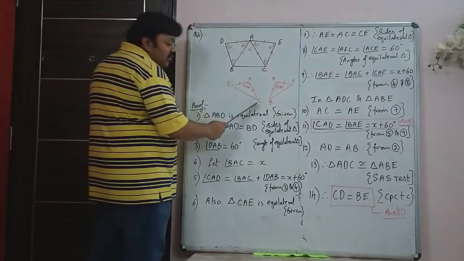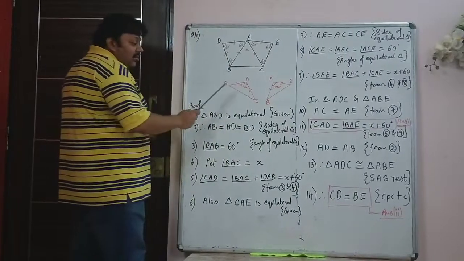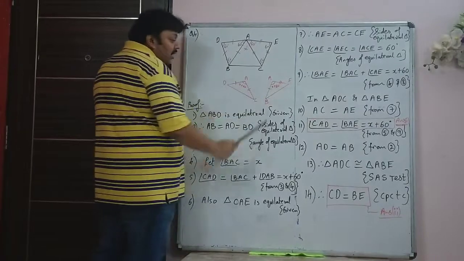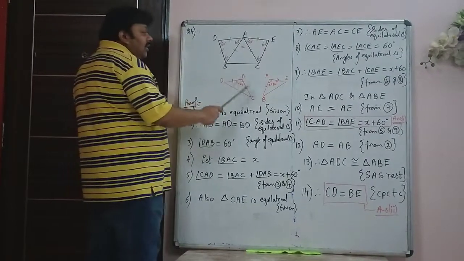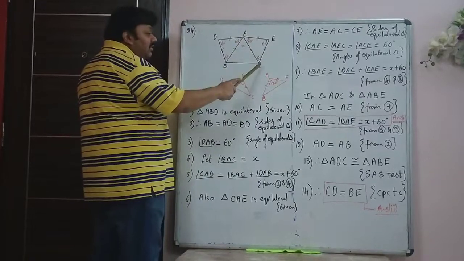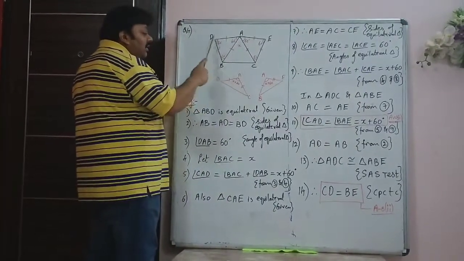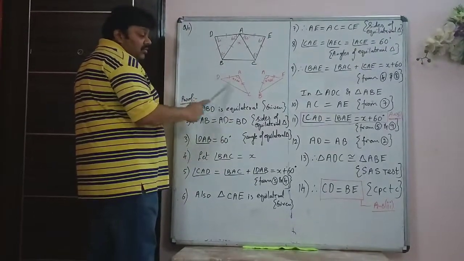I am asked to prove CD and BE are congruent, and I am also asked to prove that angle CAD and BAE are equal. So I have drawn this triangle AC and I have joined this ACD, so that I have drawn it separately. I can draw it separately also.